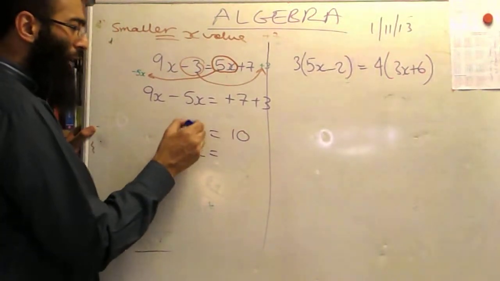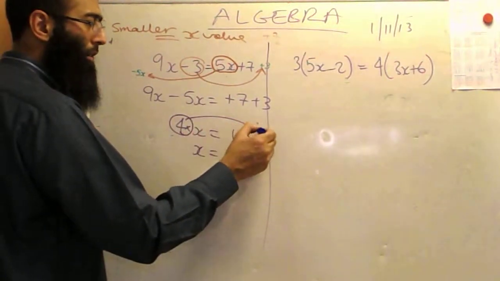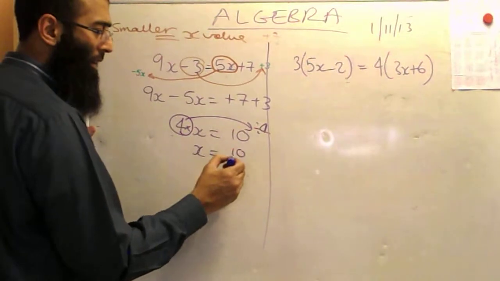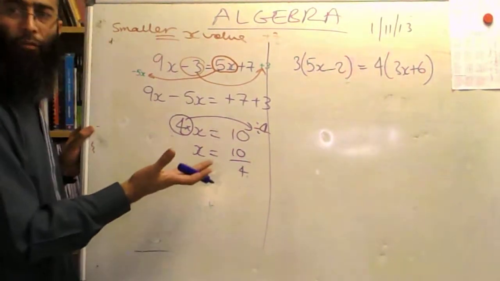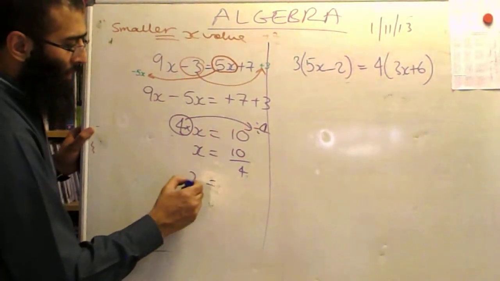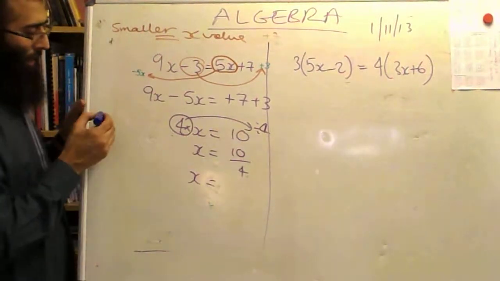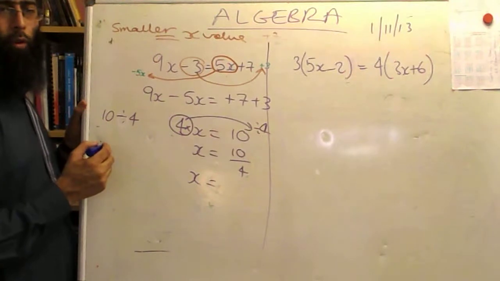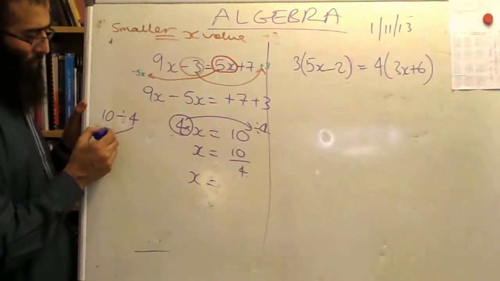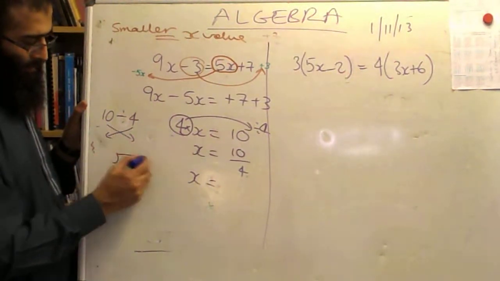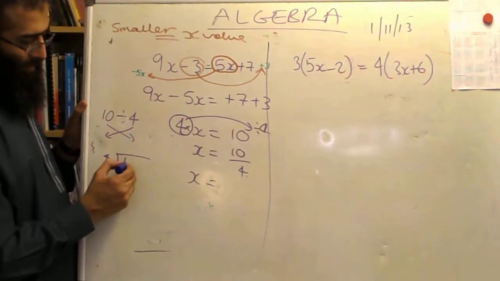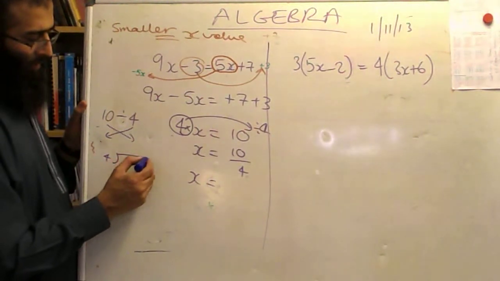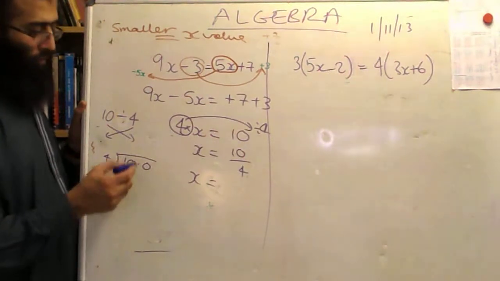So opposite of times by 4 on this side is divided by 4. So we have 10 divided by 4 written as a fraction. Now, 10 divided by 4, let's look at it over here. What is 10 divided by 4? We can do it using the short bus stop method. So the 4 goes here, the 10 goes here. I think we need to make the 10, 10.0 for good measure.